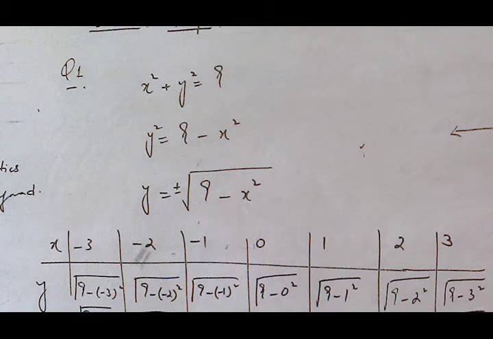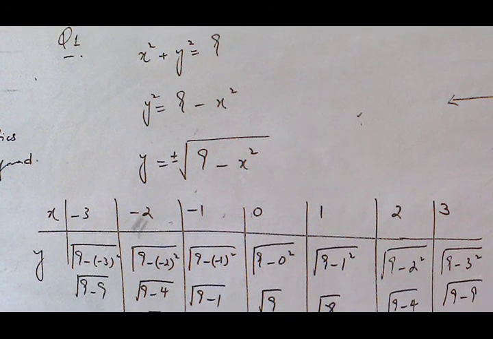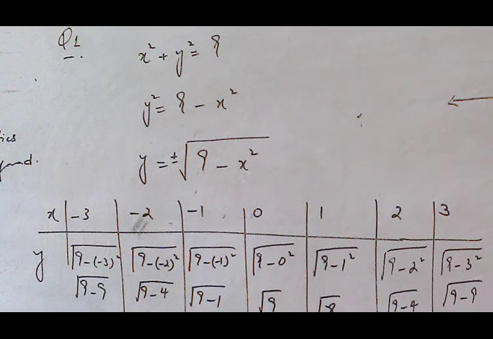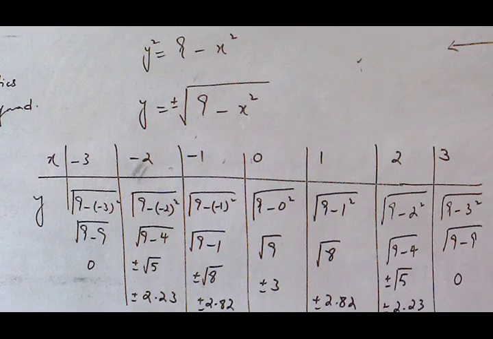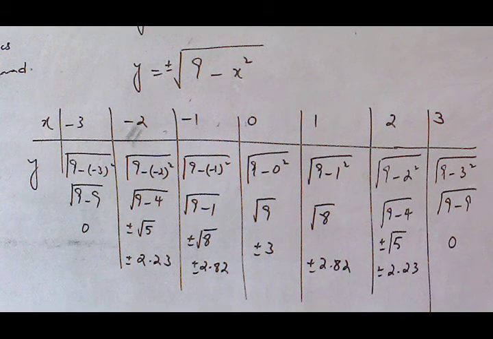Now its domain is minus 3 to plus 3, because if we put a value greater than 3 or less than minus 3, it gives an imaginary value. Now we put these values, minus 3 to plus 3, in this equation. Now we get these values.